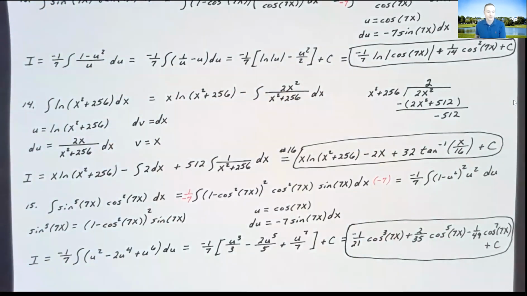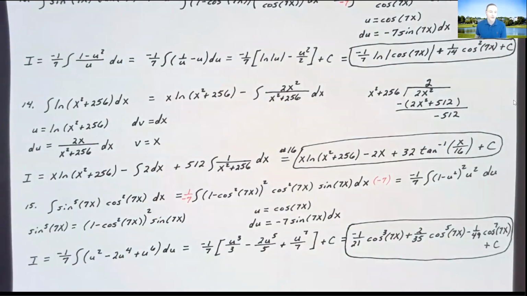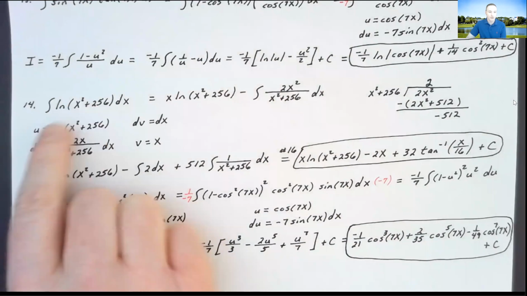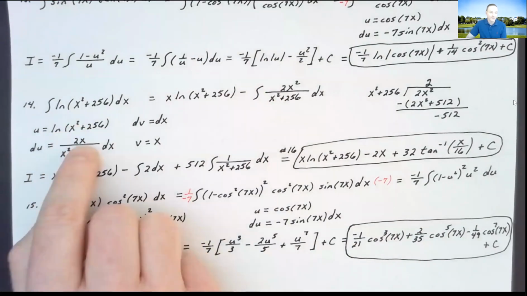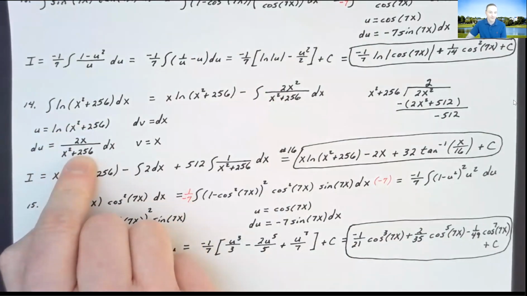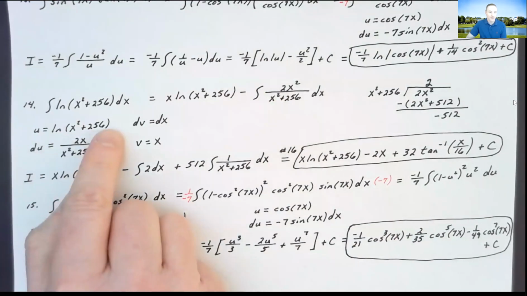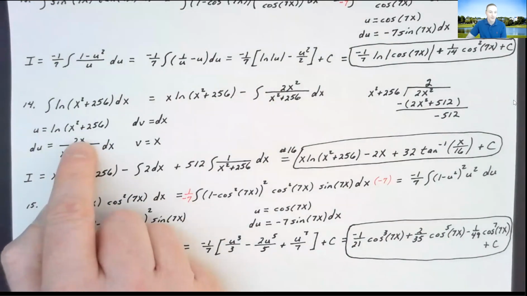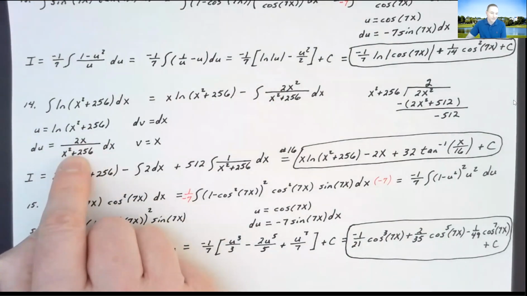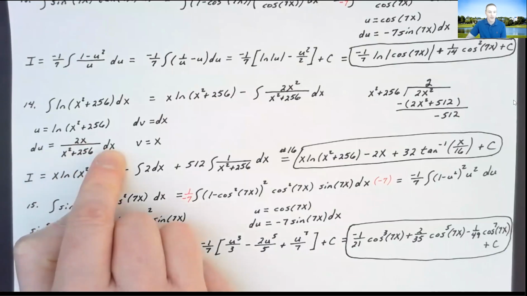Number 14 here. Now, definitely you should know what to do in 14. The only thing in it is a natural log. Natural log is a clear indicator of integration by parts. I don't know how to integrate the natural log, but I sure do know how to take the derivative. The derivative of every single natural log in existence is the derivative of what's inside divided by what's inside. So the derivative of the natural log of x squared plus 256: x squared plus 256 goes in the denominator. The numerator is the derivative of that, which is just 2x with respect to x.